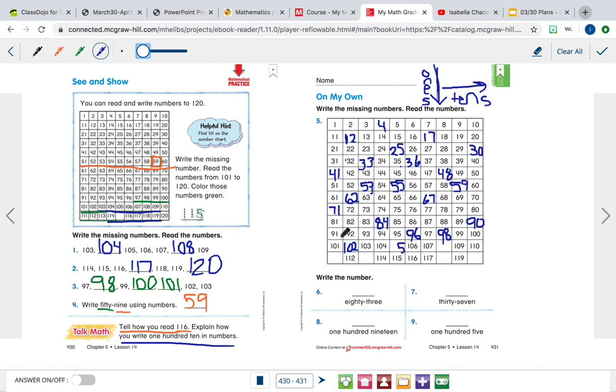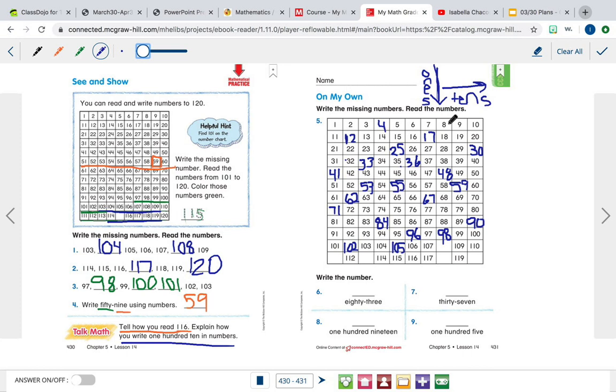Now let's look in the tens place. 0, 0, 0, 0, 0, 0, 0. And then there's that one. So we're going to have a 0 here. And then let's look in the hundreds place. 1, 1, 1, and a 1. Okay, now let's do this number.